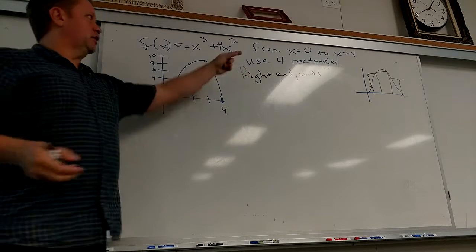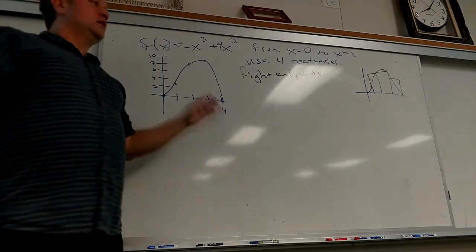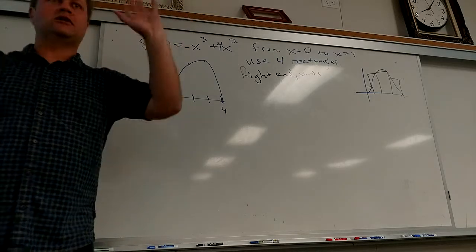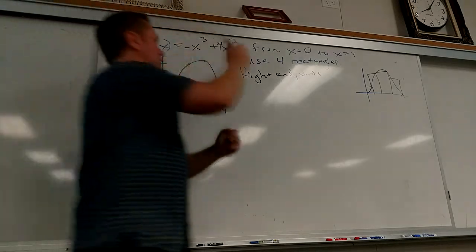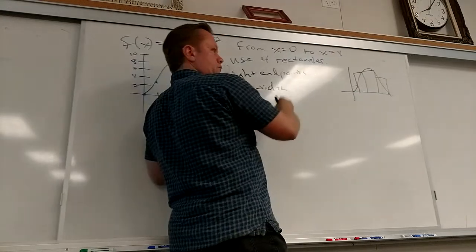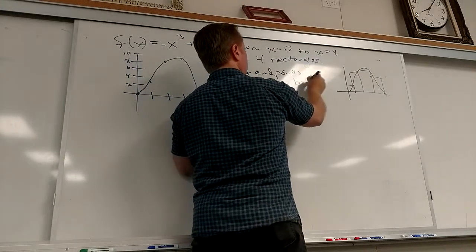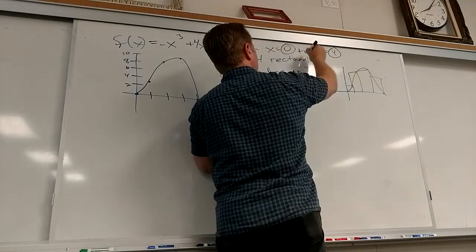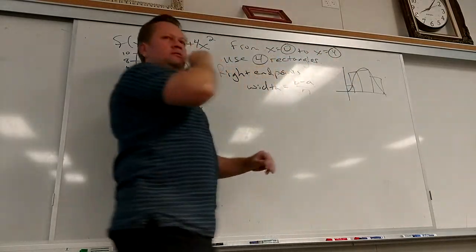I love it. Is it always going to be all nice? No, it might be 0 to 7 and I'm going to use 11 rectangles. Too bad, you're going to get little fractions. So what is it in general? The width of my rectangles is going to be b minus a over n.